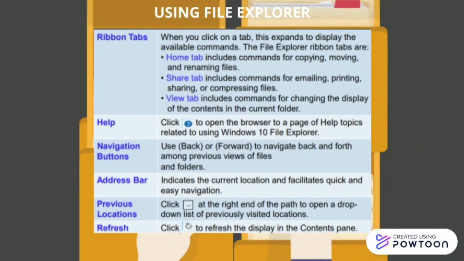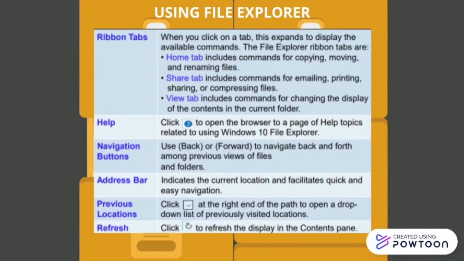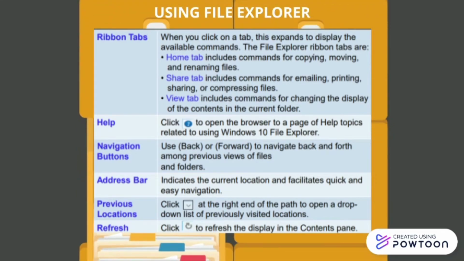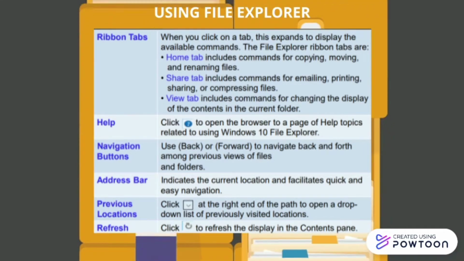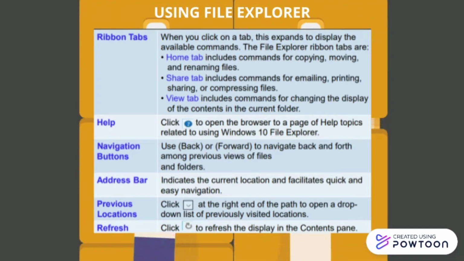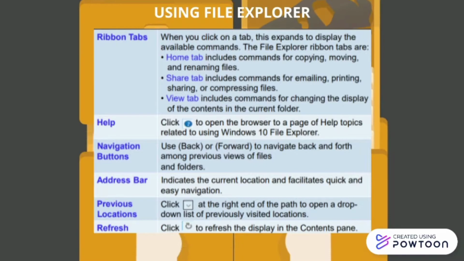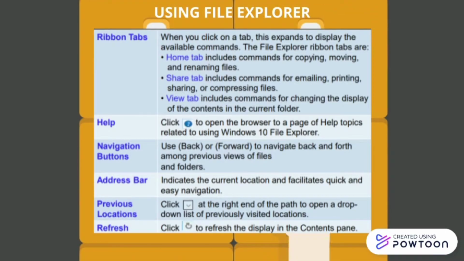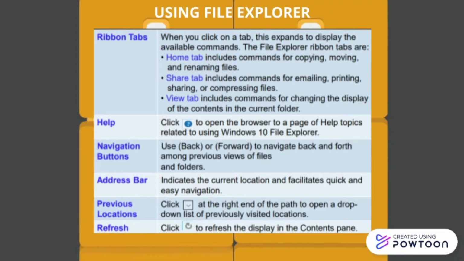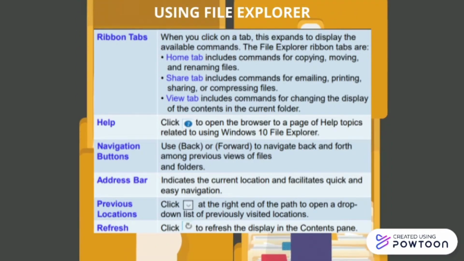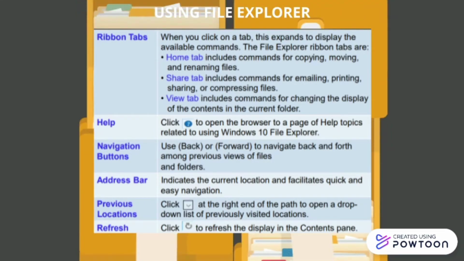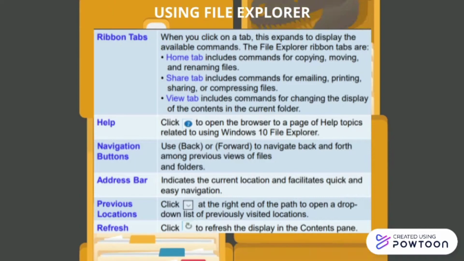Ribbon tabs. When you click on a tab, this expands to display the available commands. The File Explorer ribbon tabs are: Home tab includes commands for copying, moving, and renaming files. Share tab includes commands for emailing, printing, sharing, or compressing files. View tab includes commands for changing the display of the contents in the current folder. Help: click to open the browser to a page of help topics related to using Windows 10 File Explorer.